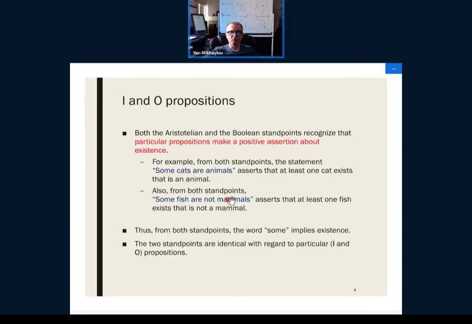For I and O, they both agree, we always assume existence. If we say some cats are animals, that means there's at least one cat. If we say some fish are not mammals, we assume that there's at least one fish. And by the way, if we say all wizards are smart, we assume there is at least one wizard. Except in which case that will be a false statement because there are no wizards.